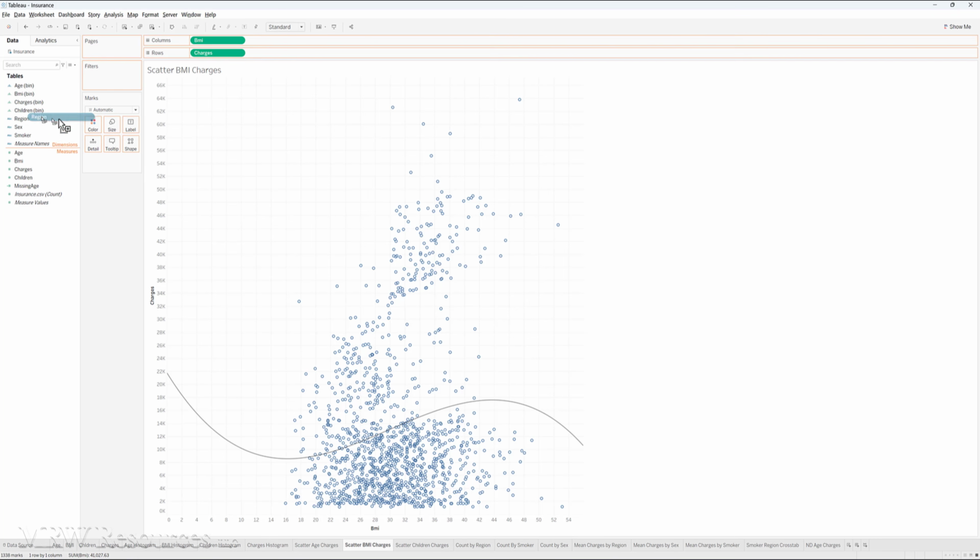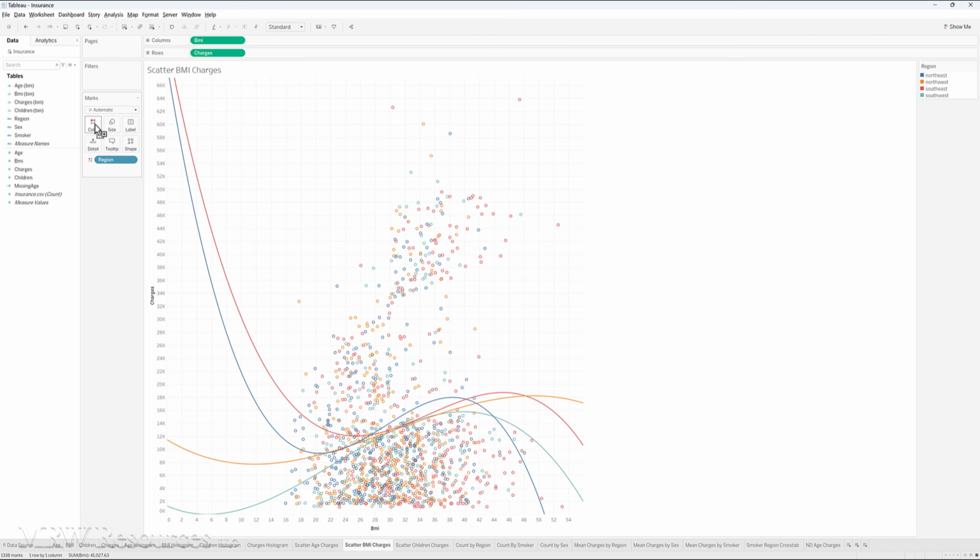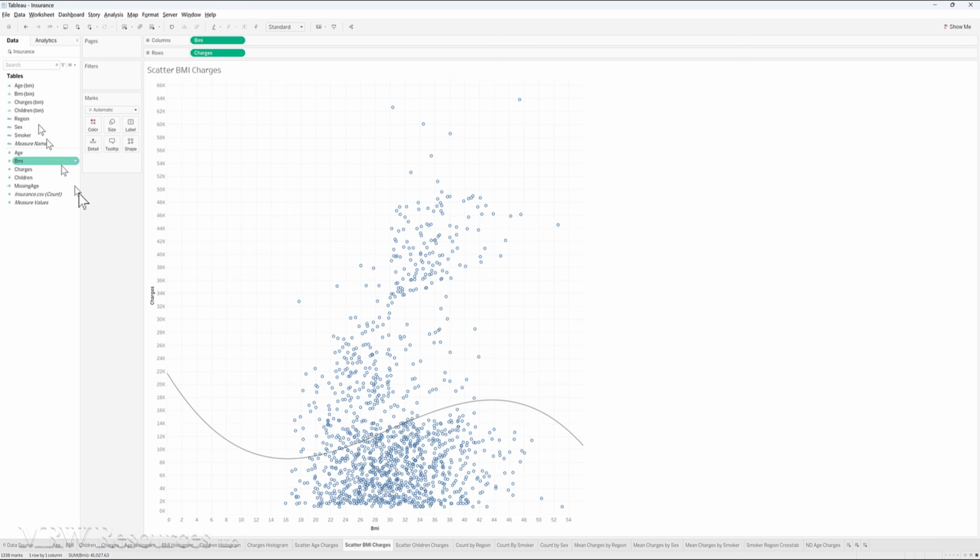We'll start off with region. Okay, that doesn't seem to do anything. We didn't try region in the other one, so we might bring that back in. I also forgot to duplicate that, so I want to keep my original scatter, but I'm going to go ahead and duplicate this, drag it to the end, and we'll call that BMI, or no, n-dimensional BMI charges.